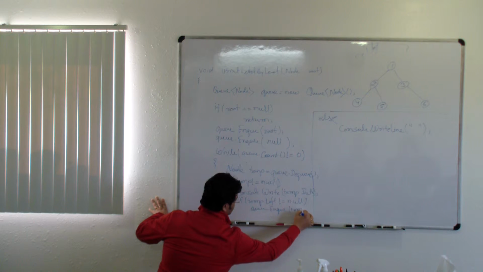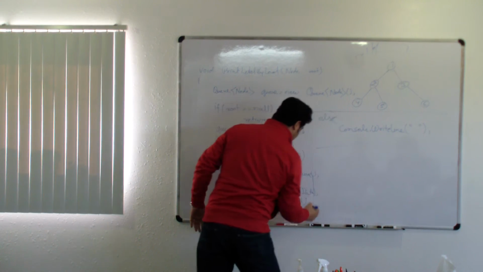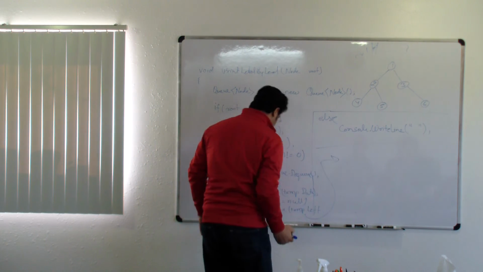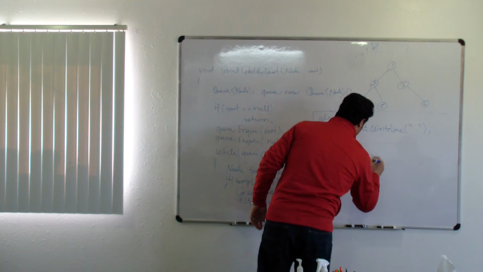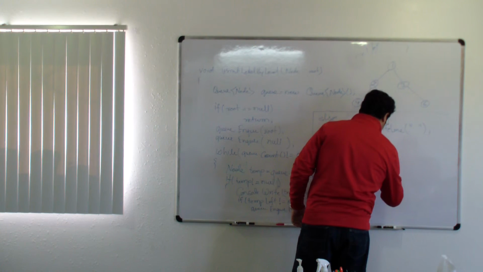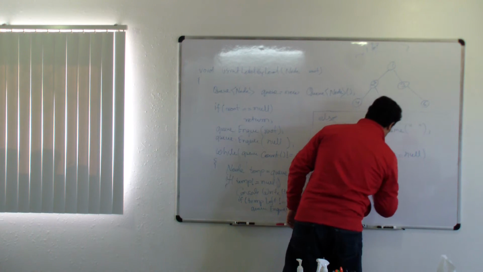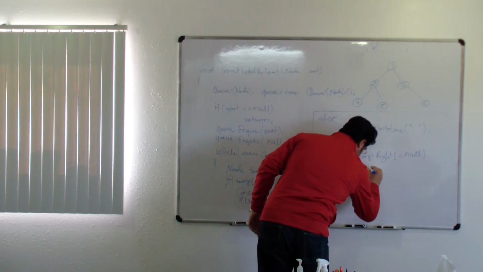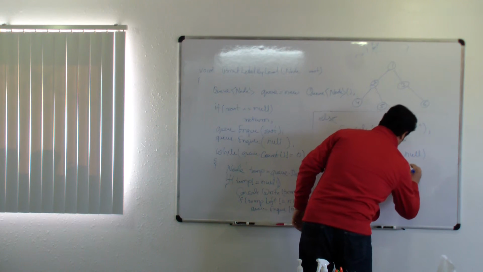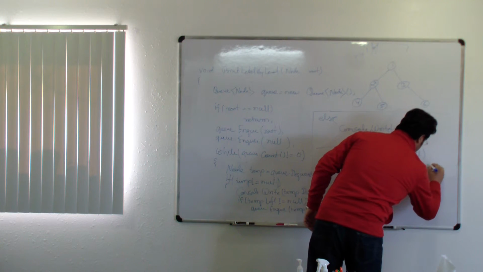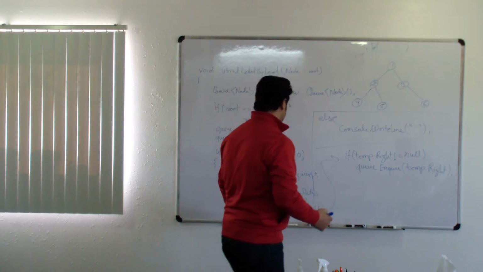temp dot left, sorry, left. Same thing. And after here, it will go here: if temp dot right is not equal to null, then it will go again Q dot NQ, temp dot right. You can insert null in that, right? Null was not inserted.